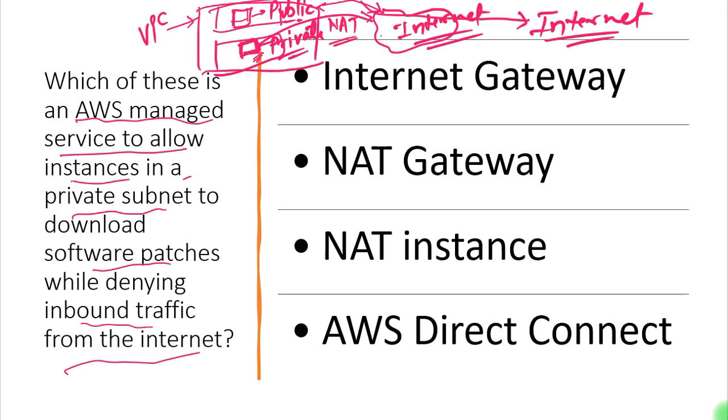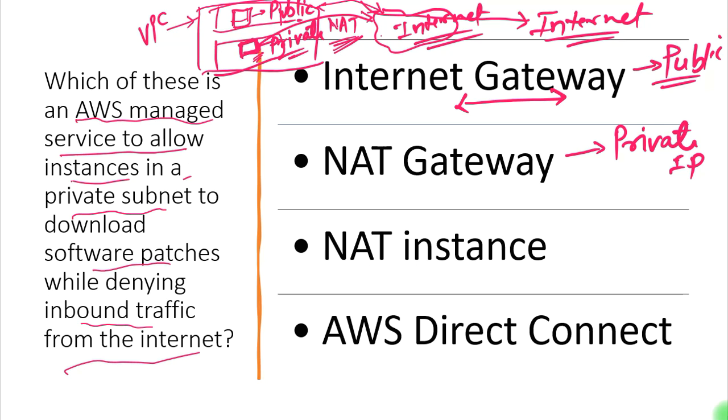So whenever we need to connect an instance with a private IP or in a private subnet to the internet, we will use a NAT gateway. And when we need to connect an instance with a public IP, meaning we require a bidirectional connection, then we will go for the internet gateway. When we need only a one-way connection, like we just need to download the patches and we need to deny inbound connections, in this case we will use the NAT gateway. These two come under managed services.